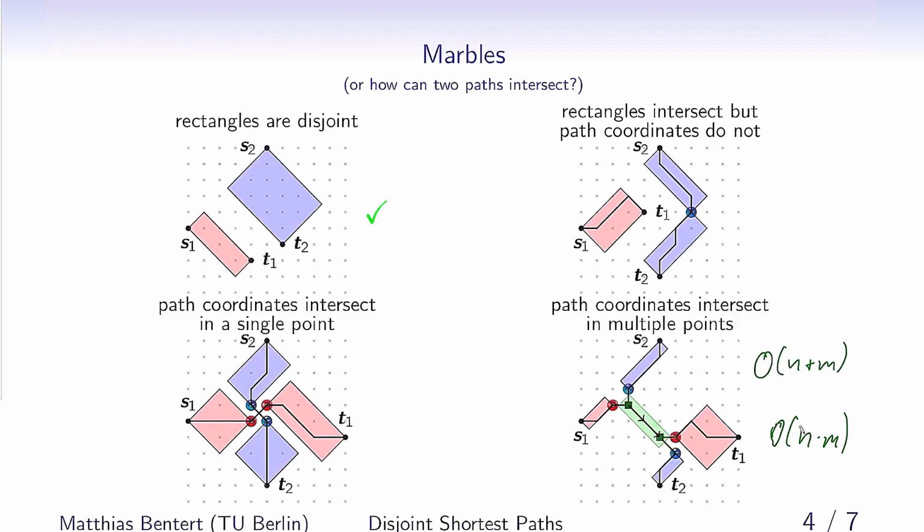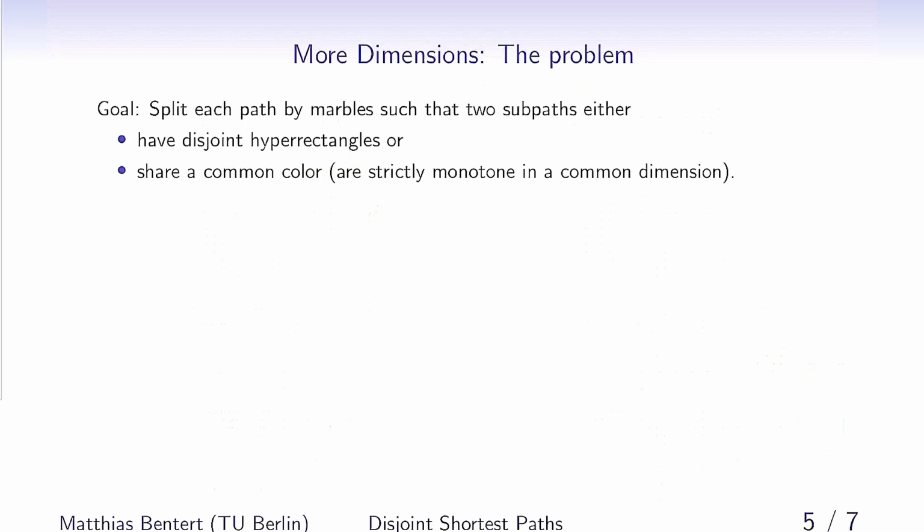So O of n for guessing the correct marble, which will be one of those, and then having a case distinction that I do not want to go into, but it's also not that complicated, and then solving all of the remaining instances separately. Okay, and with this general idea, we have solved the case of 2 shortest disjoint path, and now we want to generalize this to multiple path.